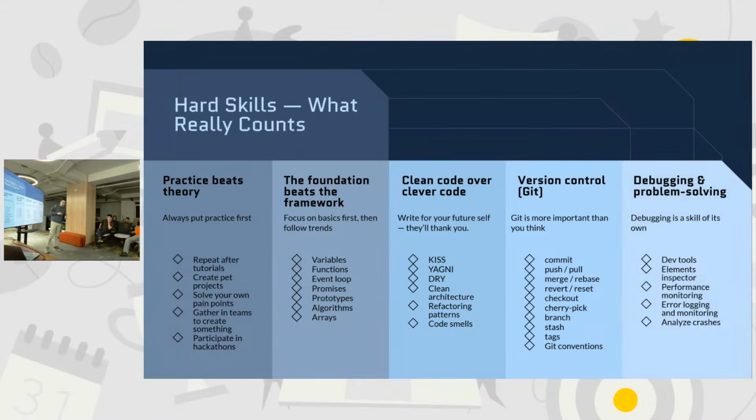Okay, the last point about hard skills is debugging and problem solving. Okay, I think it speaks for itself. I personally used to dislike the debugging process. I disliked having some errors or some mistakes in my project. So I worked, I saw some issue, something broke, and I got frustrated and tried to move on from it.